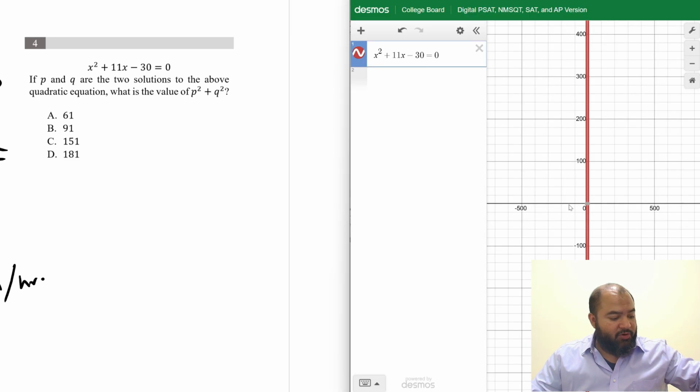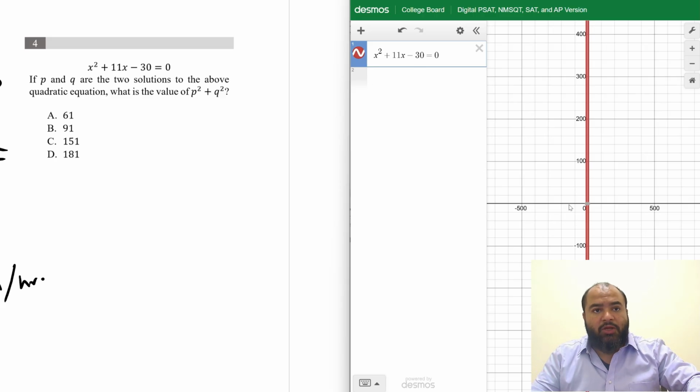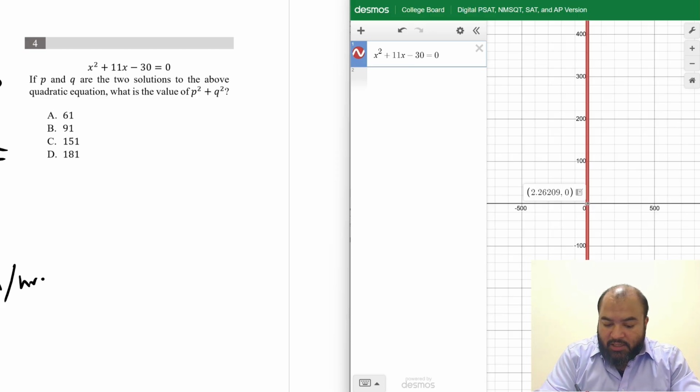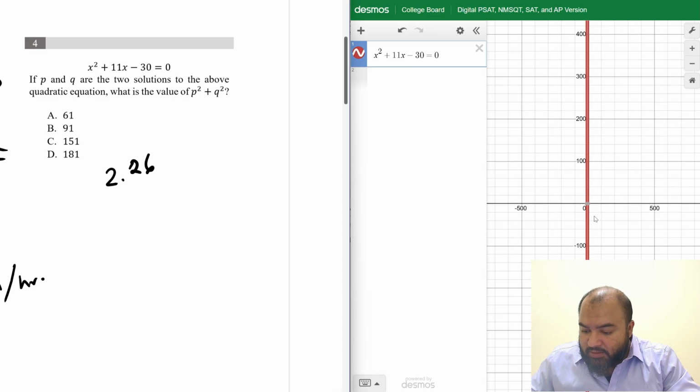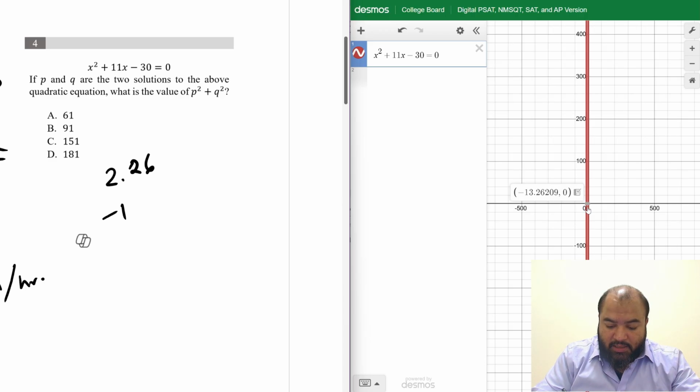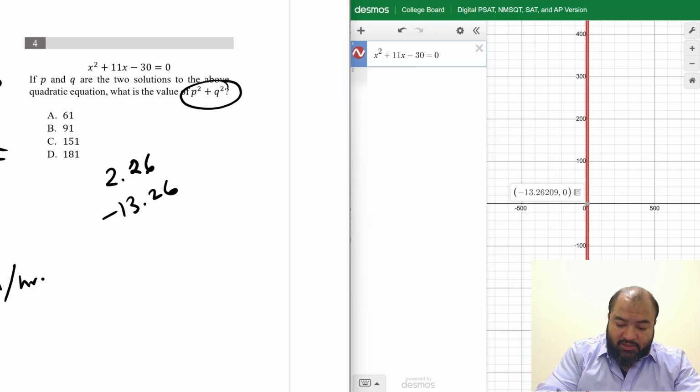What did I say before? We're going to use Desmos for that. So I just typed it into Desmos. There are 2 points, as you can see. One is 2.26. The other one is -13.26. Now they said to square and add them.